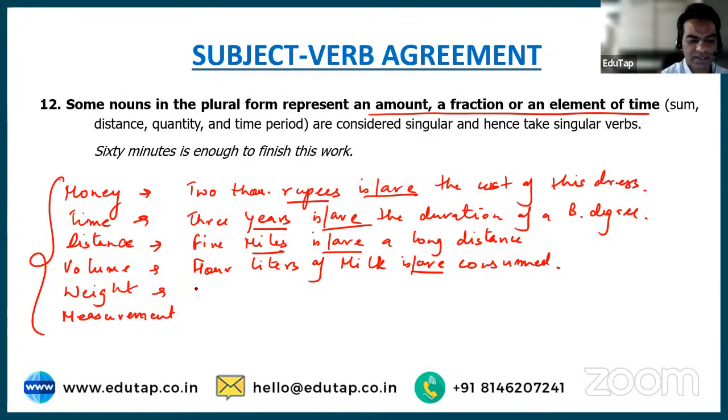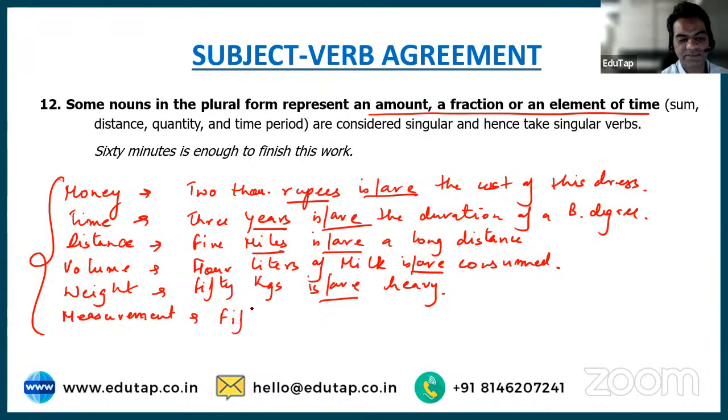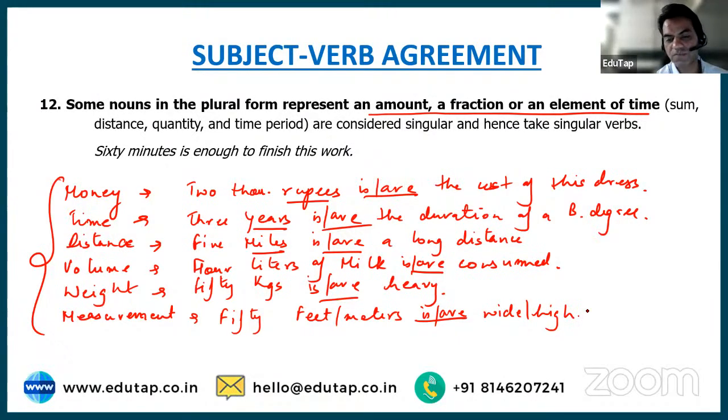Yes, guys, wait. 50 kilograms. 50 kilograms is heavy or are heavy for any human being. And measurement, 50 feet, you can say, or 50 meters for that matter. 50 feet, 50 meters, 50 kilometers is wide or high, are wide or high. So always remember these six elements: money, time, distance, volume, weight, or any sort of measurement.